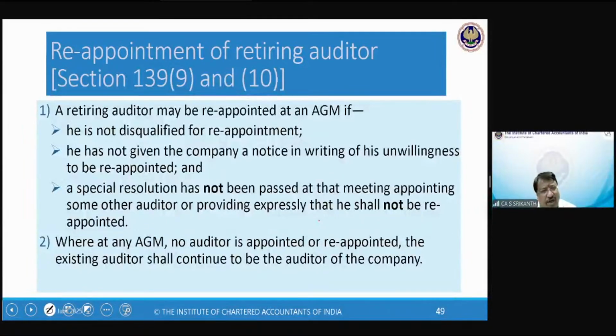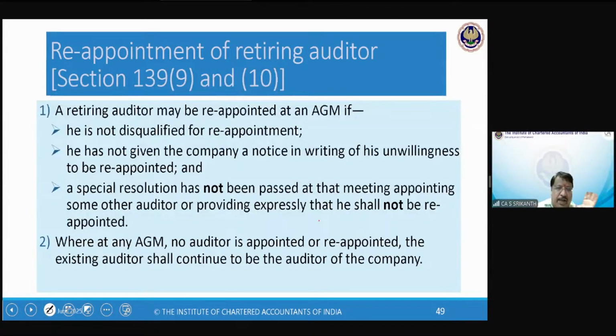If he is not disqualified for reappointment, he has not given the company a notice in writing of his unwillingness to be reappointed. In addition to that, my dear friends, if you want to appoint him for another 5 years, you have to get his willingness, which is compulsory. But this is a case where he has not given unwillingness. He is not disqualified. A special resolution has not been passed at that meeting appointing some other auditor or providing expressly that he shall not be reappointed.